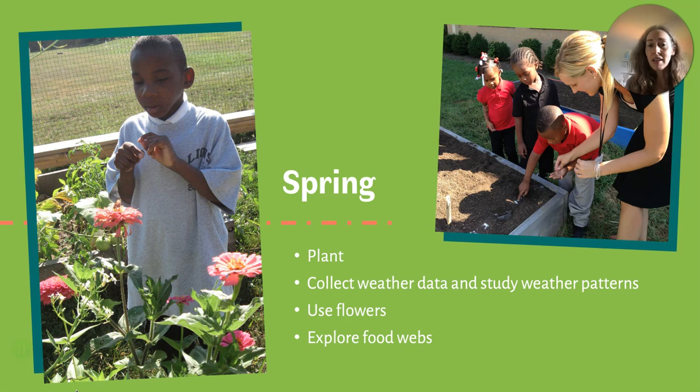And lastly, exploring food webs in the garden in springtime is great. We have lots of insect activity, animal activity like birds and squirrels and rabbits. So you can discuss how all of those animals and our plants are connected through a food web.